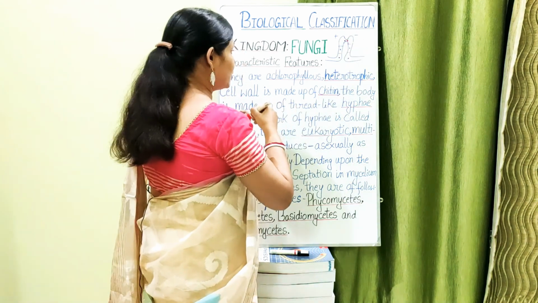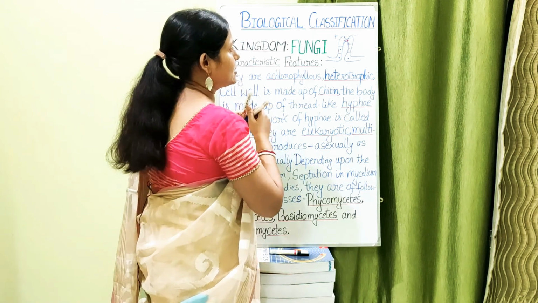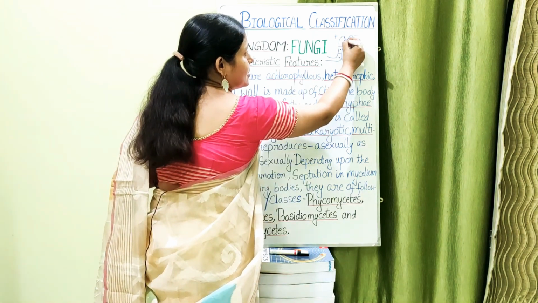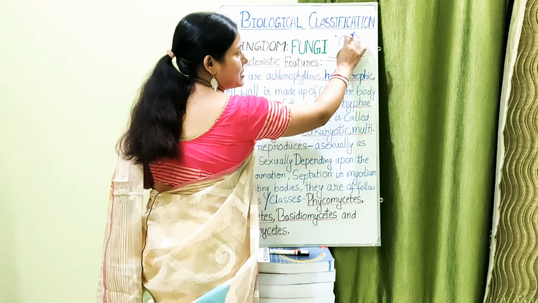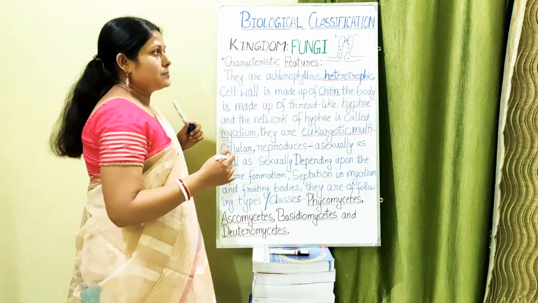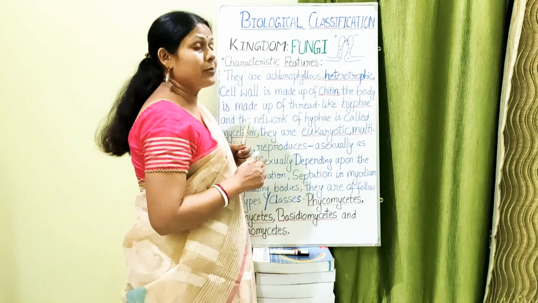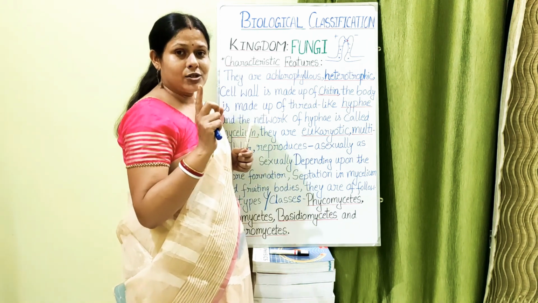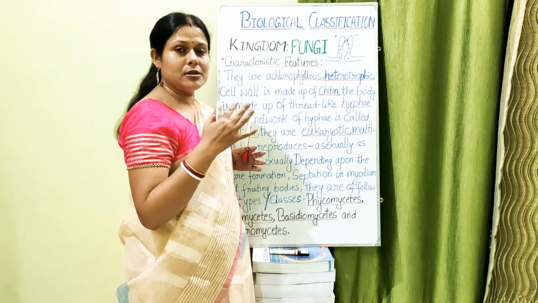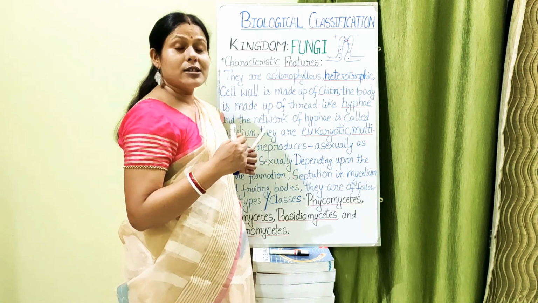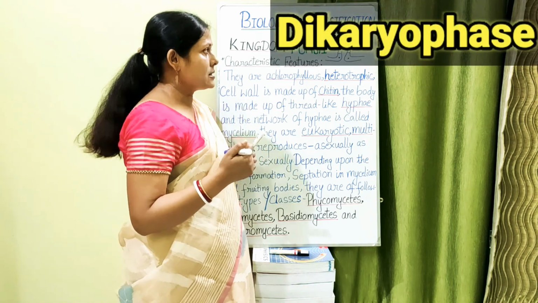In this condition, where the two oppositely strained fungi come closer to each other, the first stage is plasmogamy, that is fusion of the cytoplasm. The next stage is karyogamy, of course. In case of karyogamy, there is one stage which is not found in other organisms, which is called the dikaryophase. Now what is this dikaryophase?